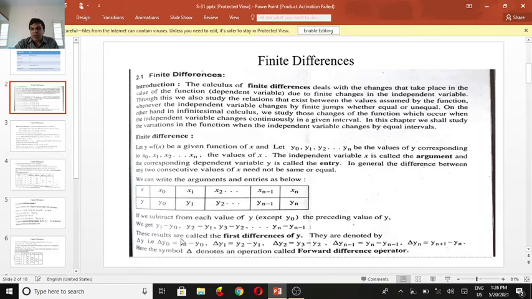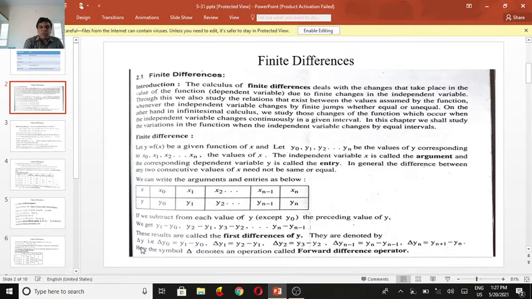The results are called finite differences of y. If you take the consecutive differences y1 minus y0, y2 minus y1, y3 minus y2, and so on up to yn minus yn minus 1, these results are called finite differences of y. They are denoted by capital delta y, the forward difference. So this is delta y.